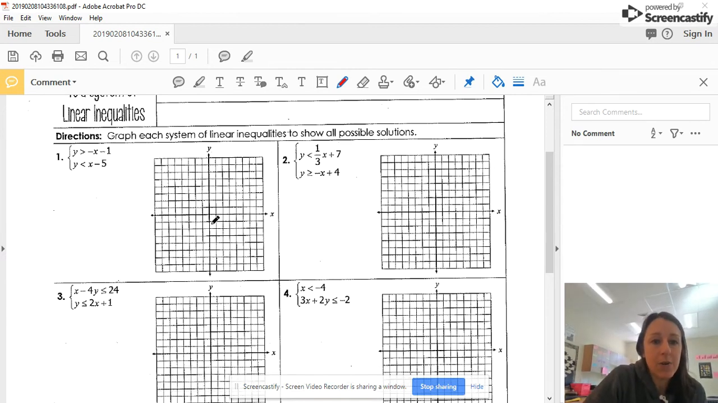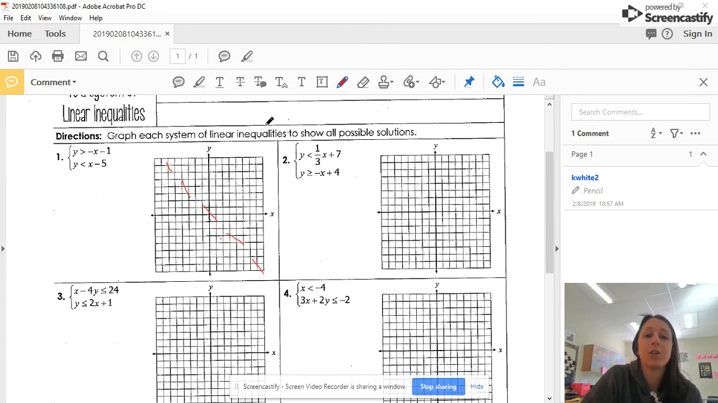So let's graph these. First one, starting down 1, so put a point there, and then slope is -1, so down 1 over 1, and it is a dotted line. So dotted, dotted, dotted. This is a really terrible dotted line, and then we're going to shade above.